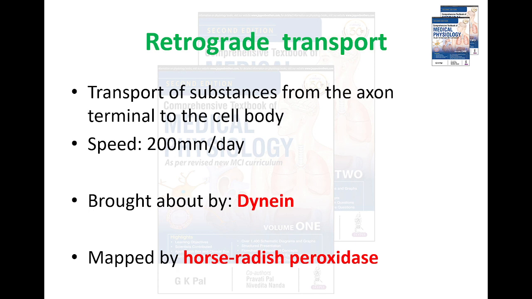Retrograde transport is in the reverse direction, from the axon terminal to the cell body. If the solutes are transported from the axon terminal to the cell body, that is called retrograde transport, brought about by a protein called dynein. Dynein is a carrier protein, and it is mapped by horseradish peroxidase.